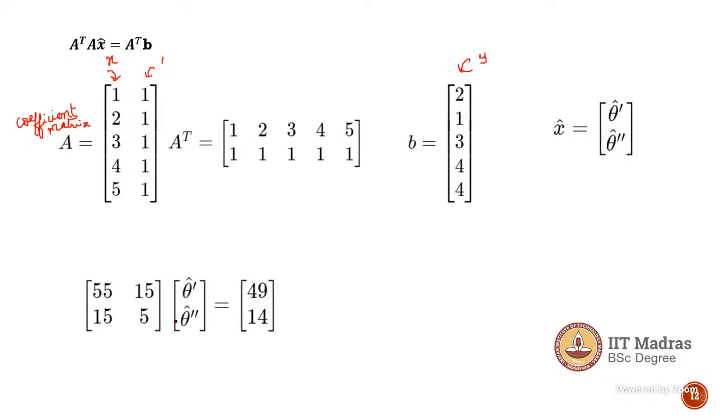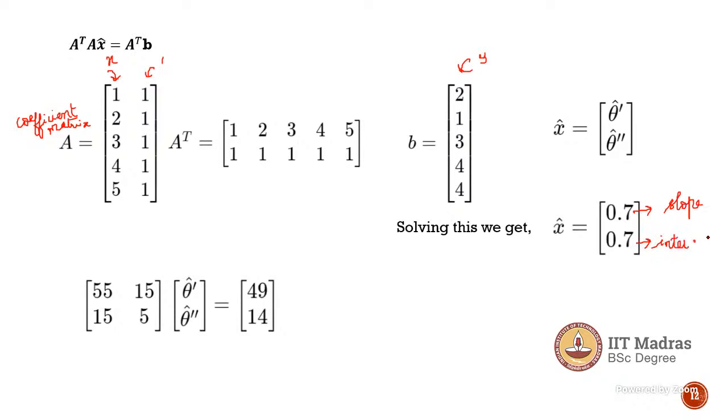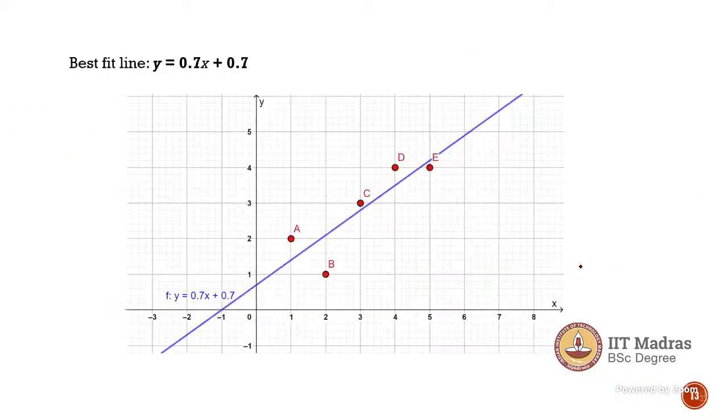So you do normal solving of the system of linear equations. Then you will get the best solution to be 0.7 and 0.7, where one 0.7 corresponds to the slope and the other value corresponds to the intercept of the line. Why is it important? Because the line equation is y equal to mx plus c. If you interchange the values, then your future prediction will be different. So the best line equation is 0.7x plus 0.7.